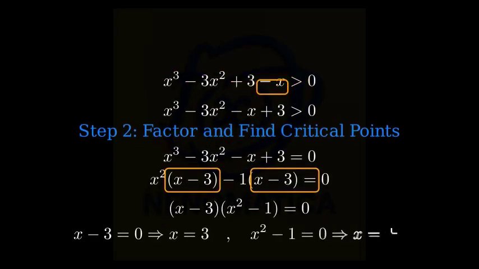Step 3. Use a sign analysis diagram. The factors are x minus 3 and x squared minus 1. The roots split the number line at -1, 1, and 3. First, mark the critical points.